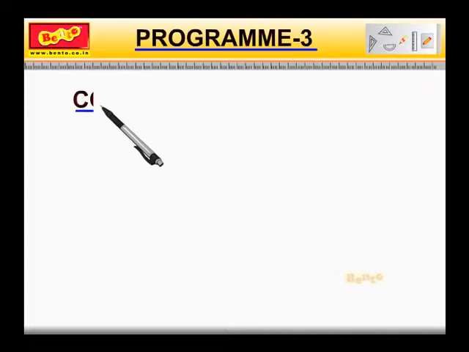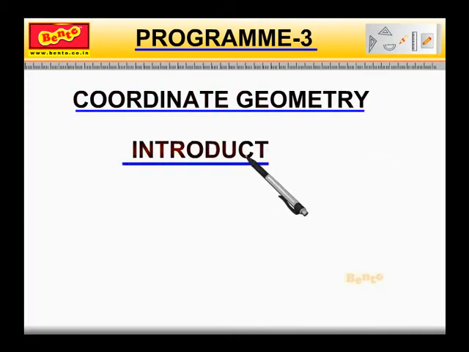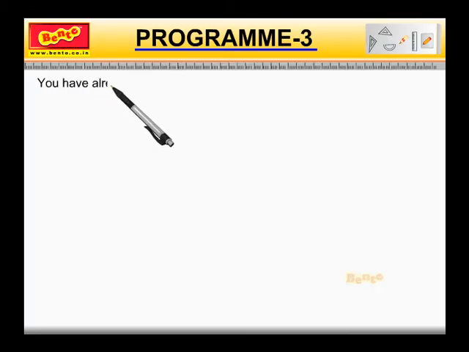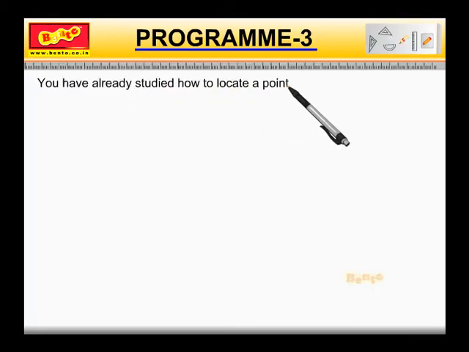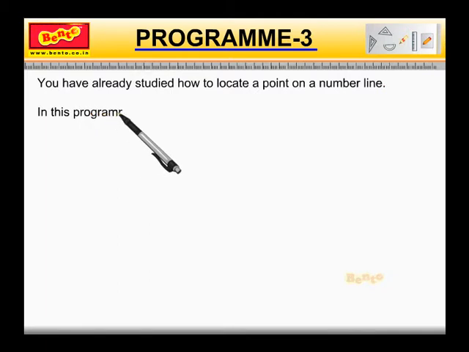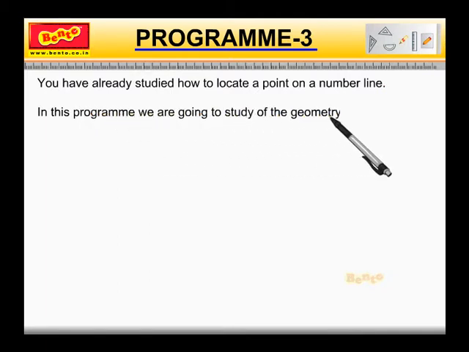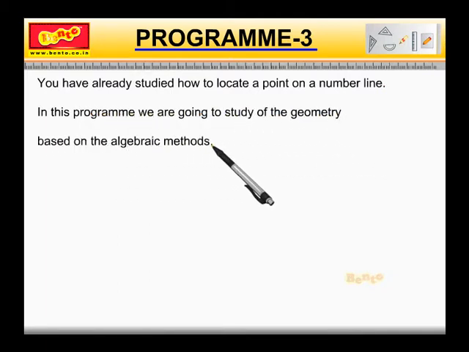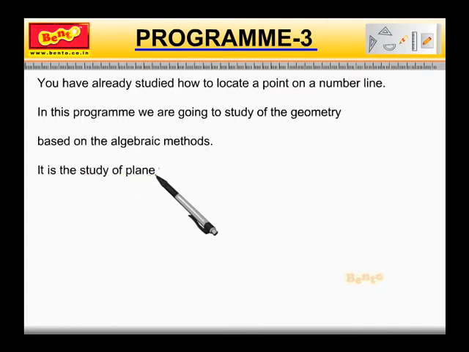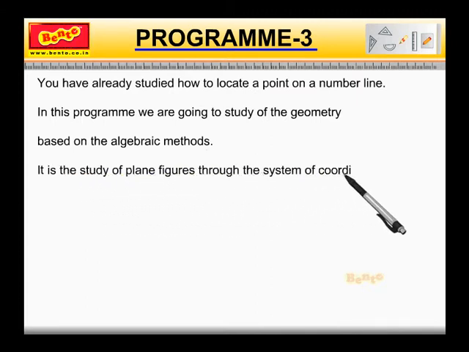Program 3, Coordinate Geometry. Introduction. Students, you have already studied how to locate a point on a number line. In this program, we are going to study the geometry based on the algebraic methods. It is the study of plane figures through the system of coordinate axes.